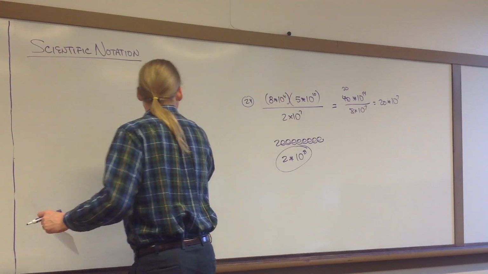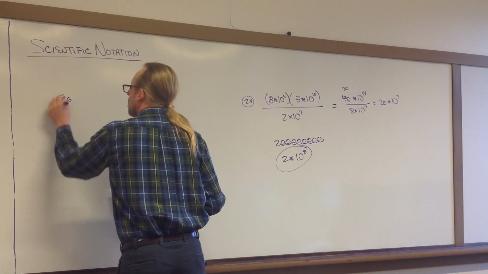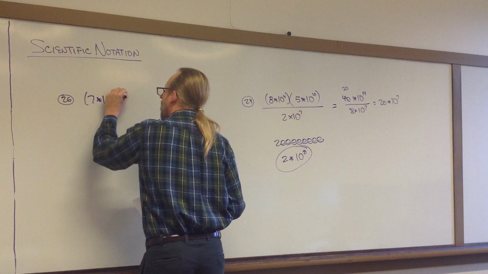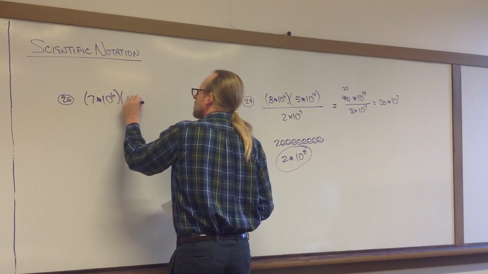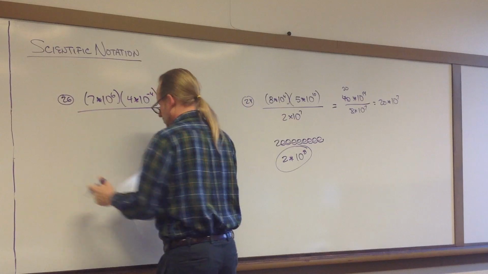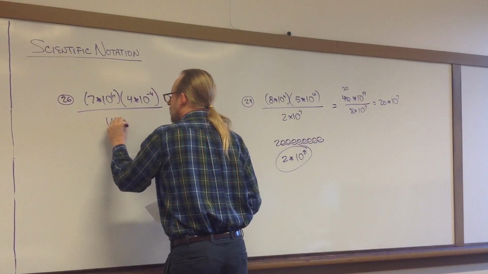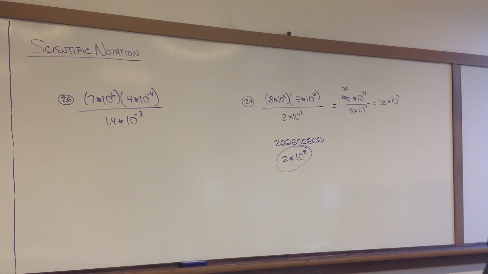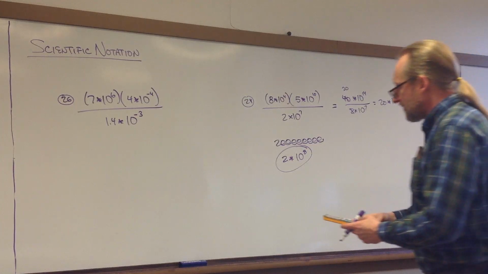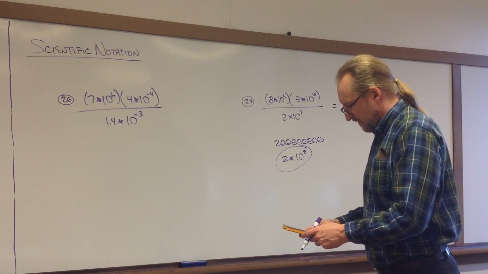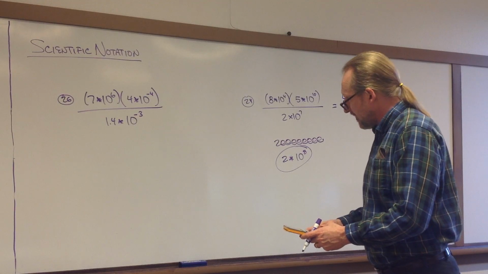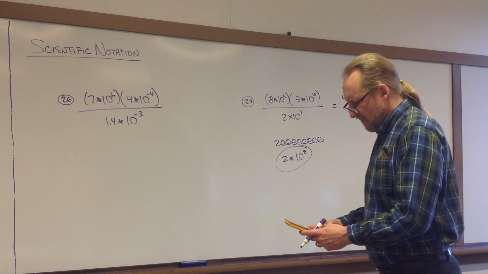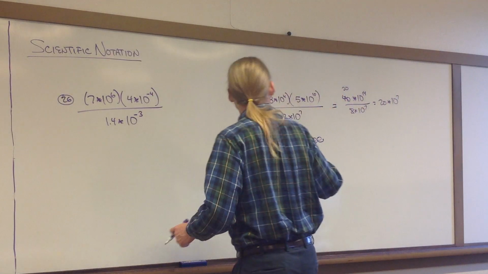Problem 26. So 7 times 10 to the 6th, 4 times 10 to the minus 4th, and on the bottom, 1.4 times 10 to the minus 3. So let's go ahead and enter this. 7e6 times 4e minus 4, divided by 1.4e minus 3. And again, I get something very similar to this.